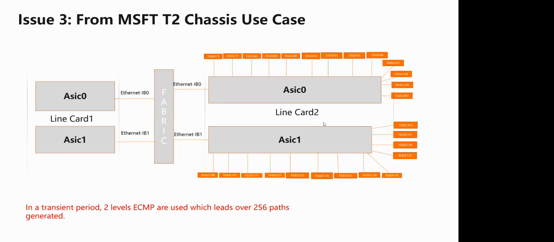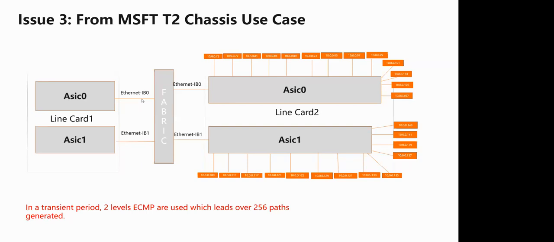Then the third one is from last time, Microsoft's T2 chassis issue. We saw the crashing and debugged it, and Hassan did the live debugging here. In that case, the initial design doesn't need recursive routes, but during the transition period they form a two-level ECMP, which also leads to over 256 paths. For this particular case, the solution is also removing the duplicate paths. So these are the three issues which we discussed in this working group.